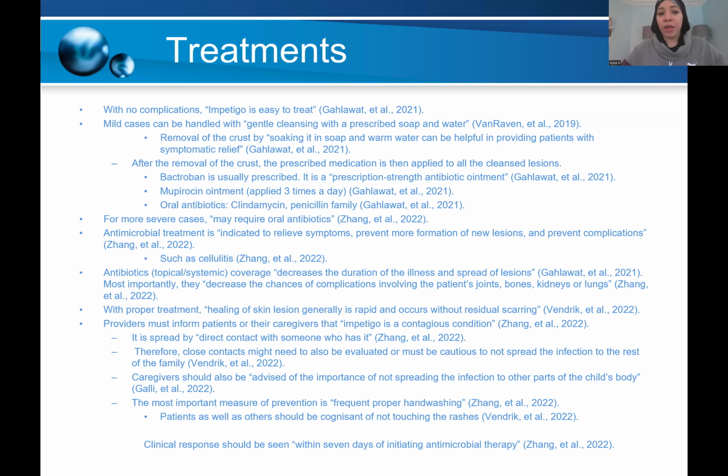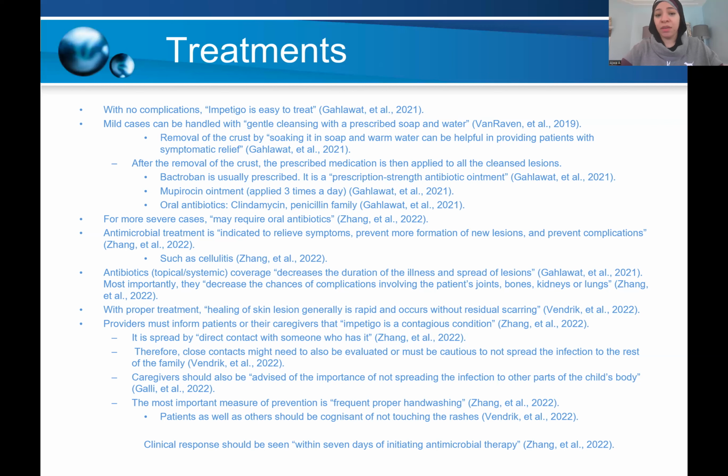Usually, Bactroban is prescribed. It's a prescription strength antibiotic ointment. Mupirocin ointment is normally applied 3 times a day. And for more severe treatment, oral antibiotics will be provided, such as clindamycin or the penicillin family. Like I said, for severe cases, the patient might require oral antibiotics.